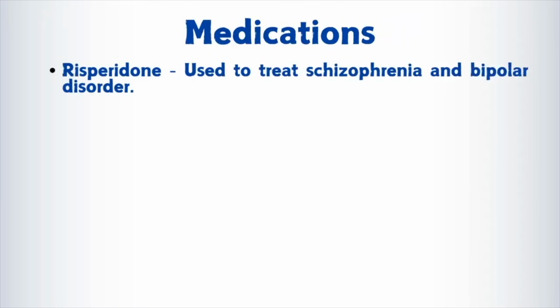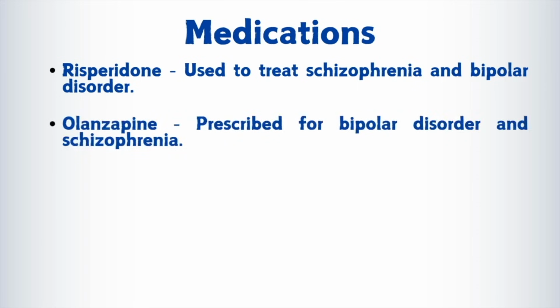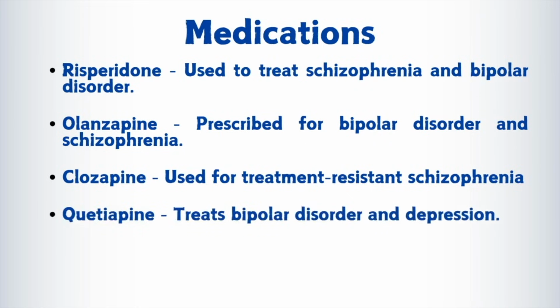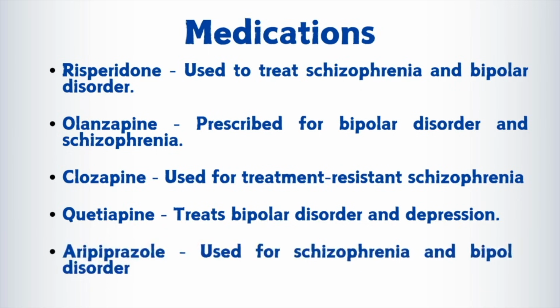Risperidone is used to treat schizophrenia and bipolar disorder. Olanzapine is prescribed for bipolar disorder and schizophrenia. Clozapine is used for treatment-resistant schizophrenia. Quetiapine treats both bipolar disorder and depression. And we have aripiprazole, which is also used for schizophrenia and bipolar disorder.